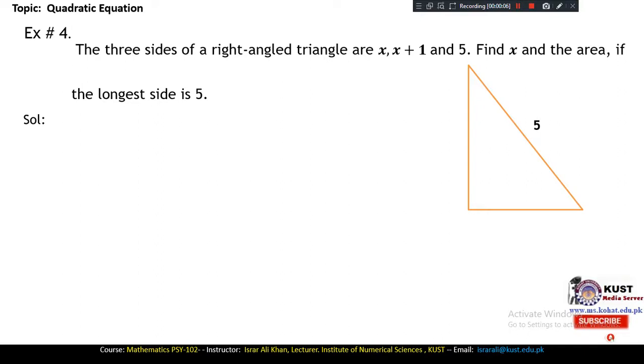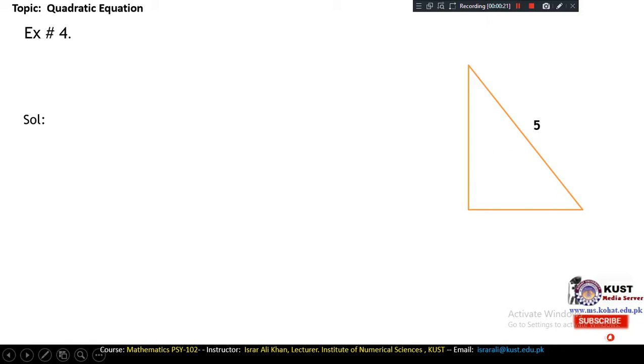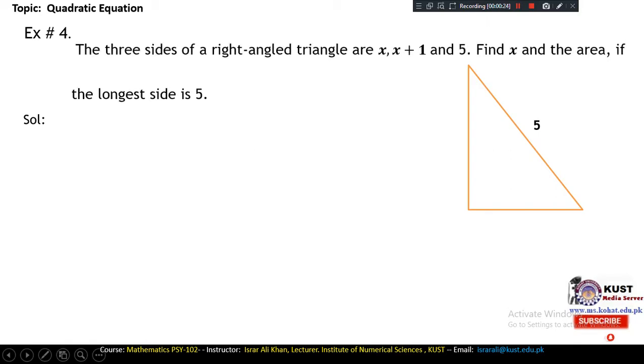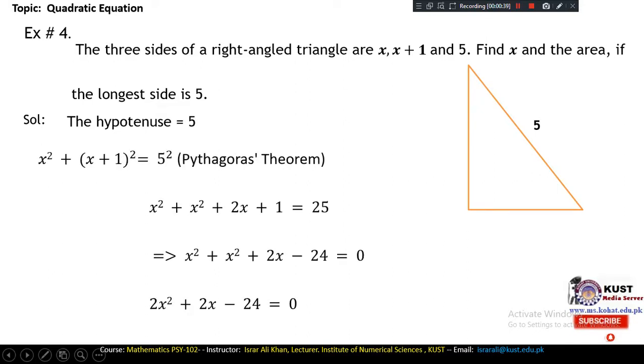Now there's another problem relating to the quadratic equation. The three sides of a right triangle are x, x + 1 and 5. Find x and the area if the longest side is 5. Here we are given this information that we have a right triangle in which there are three sides. One is x, the other one is x + 1, and the next one is 5. We have to find x and the area of the triangle if the longest side is 5.